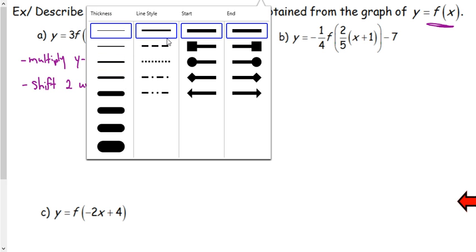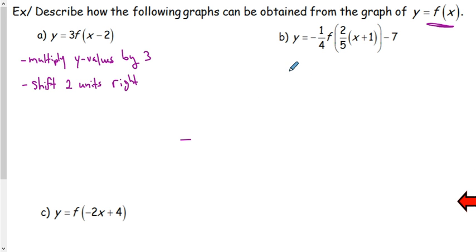Our next one has a whole bunch of stuff going on. So let's look at our first piece here. I notice I've got negative 1/4. So I'm going to multiply all my y values by negative 1/4. Now when I multiply them by a negative, that's actually going to change their sign, and so that's going to reflect it in the x-axis as well. So it's all contained in there. Okay, so multiply my y values by negative 1/4.